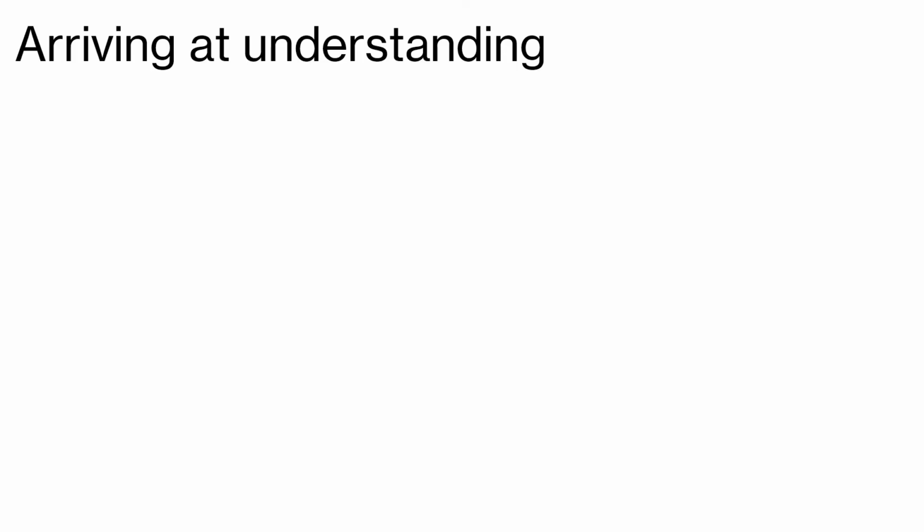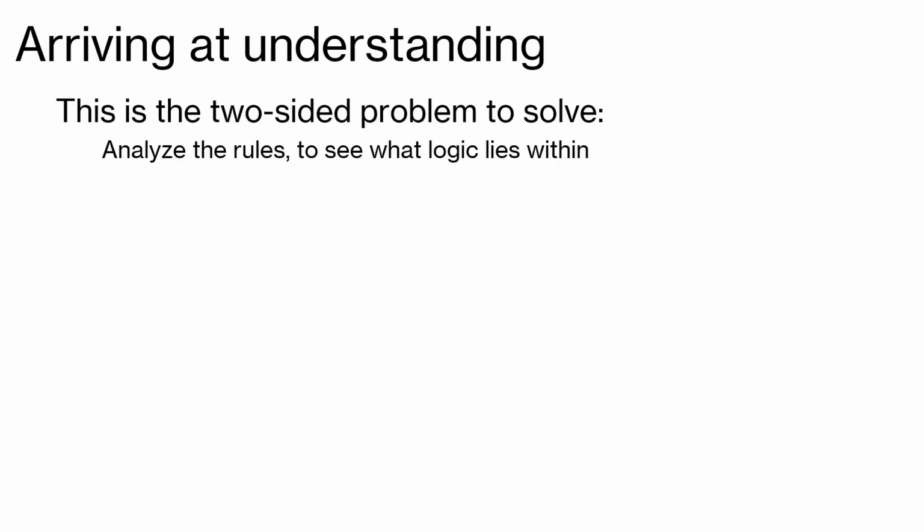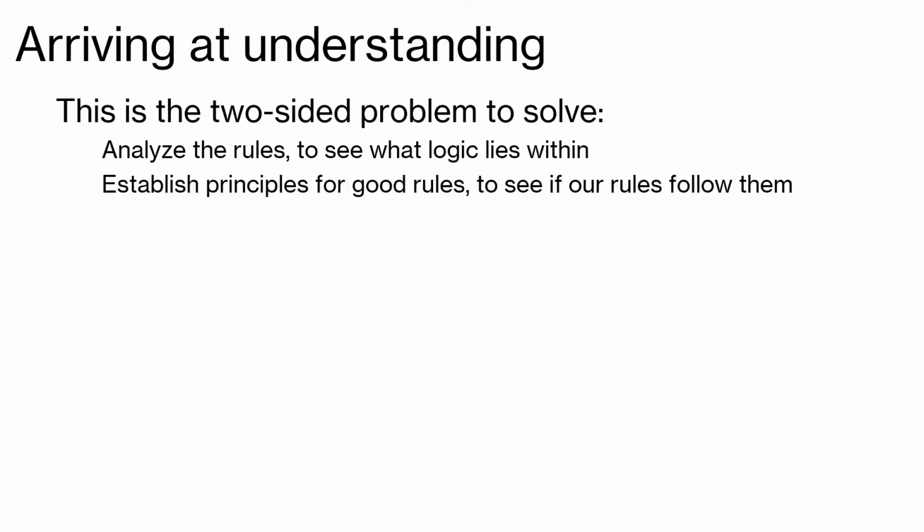So this is our two-sided problem that we need to solve. We need to analyze these rules to see if there is a logic to them. And we need to establish the principles for what makes a set of rules a good set of rules. And then we need to see if our rules, the code quality rules, follow them, or if there is some hidden understanding underneath there that lets us interpret them in a way that makes them follow the principles for good rules.